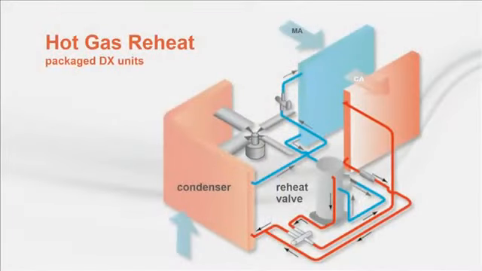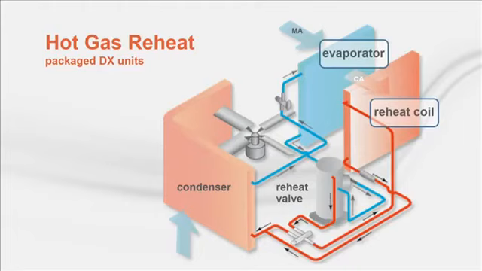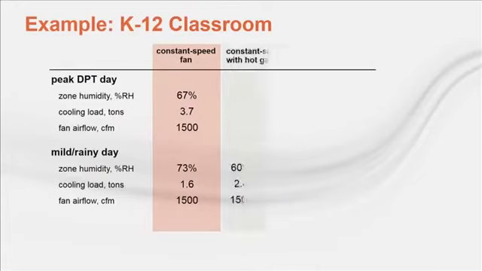With package DX equipment in particular, it's fairly simple and cost-effective to recover heat from the refrigeration cycle. The refrigerant vapor leaving the compressor is very hot. In the dehumidification mode, this hot vapor is directed through a reheat coil located downstream of the evaporator coil. This is commonly called hot gas reheat, and it offers a cost-effective approach for site-recovered reheat. In order to limit space humidity to 60%, a constant volume system with hot gas reheat will overcool the air to dehumidify it, and then reheat it to prevent overcooling the zone.